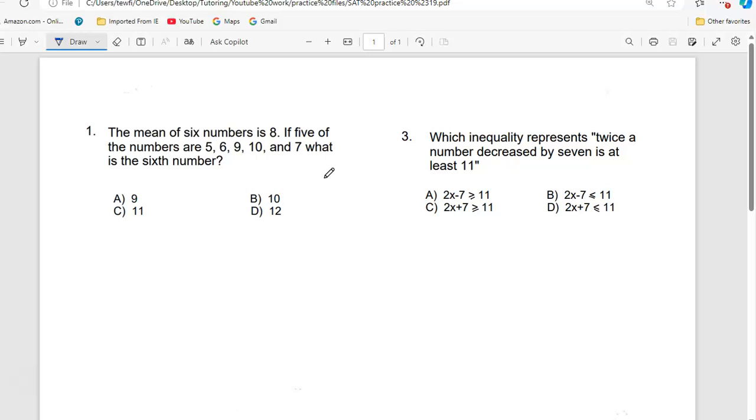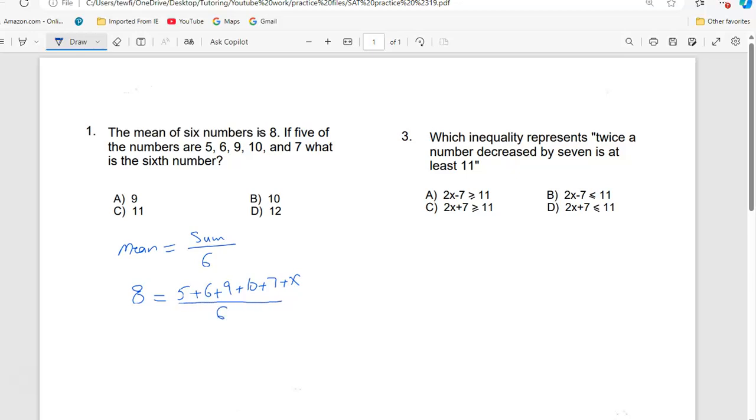So we know the mean, which is the average, equals the sum of all the numbers over the number of numbers, which is here 6, right? So we can put over 6. So we have the mean is 8, equal to the sum of the numbers, add all the numbers. We have 5, 6, 9, 10, 7, and the 6th one is missing, x, over 6.